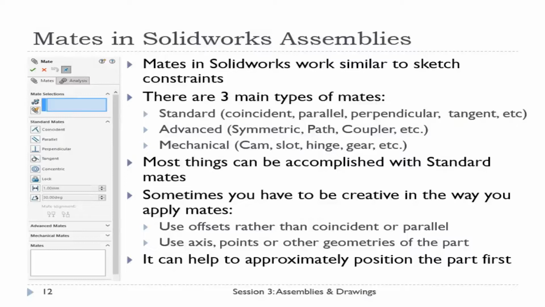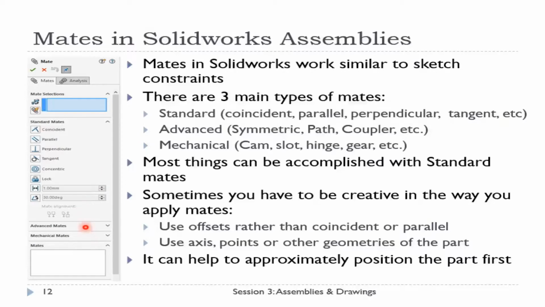So let's review the mates in SolidWorks assemblies. As we said earlier, mates in SolidWorks work similar to the sketch constraints. So there are three main mate types. The standard ones are almost identical to the sketch constraints. So we have coincident mate, parallel mate, perpendicular mate, tangent mate, and a few other simple mates.